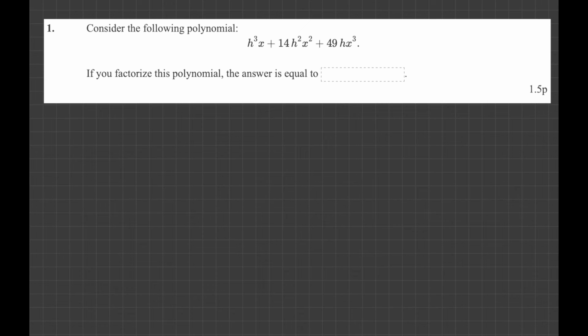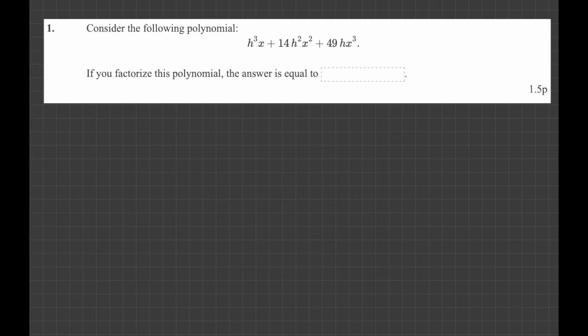Hello, in this video I'm going to solve the problems given in quiz 1. The first question, a polynomial is given to you and you're supposed to factorize this polynomial and write your answer down here in this empty space.